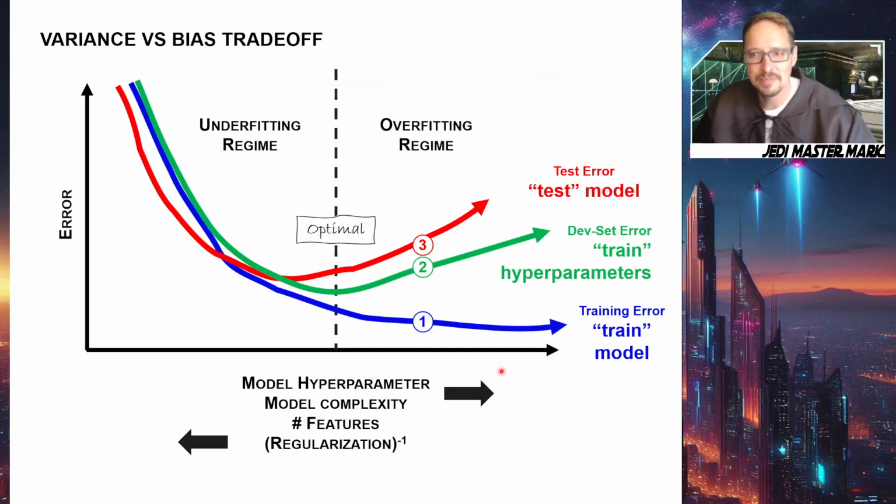And that's kind of what I'm showing here. Again, you have your training error where you're going to train this model. You have this validation set or dev set where you're going to tune hyperparameters. I say hyperparameters here, you can also compare different models.